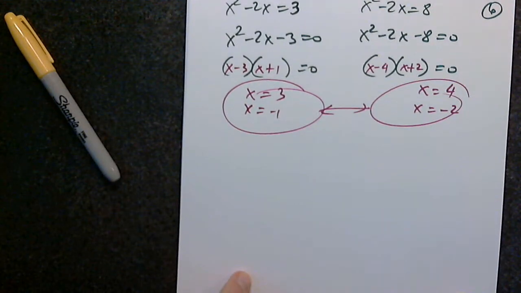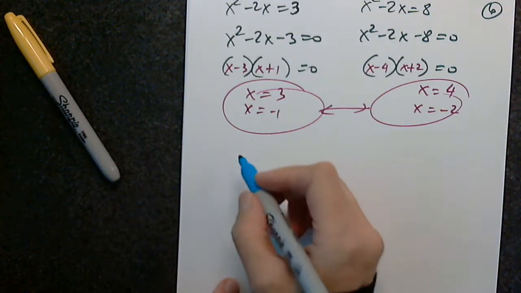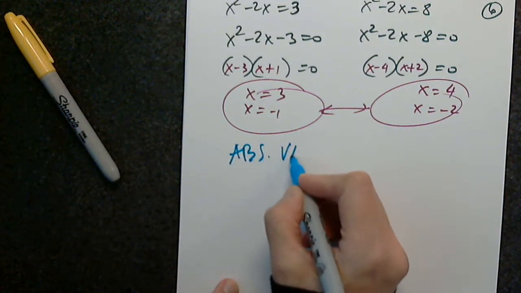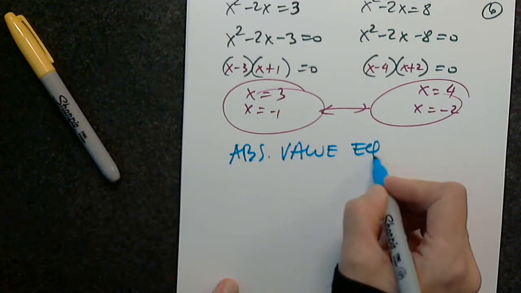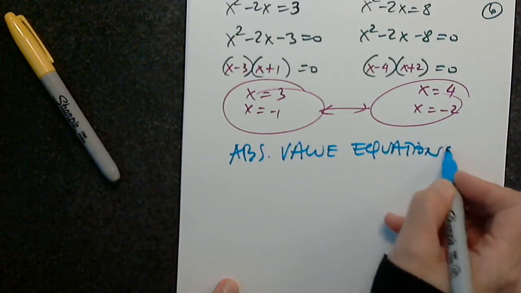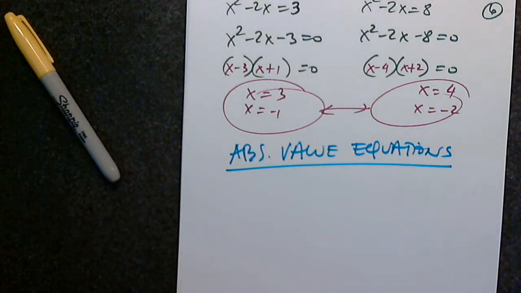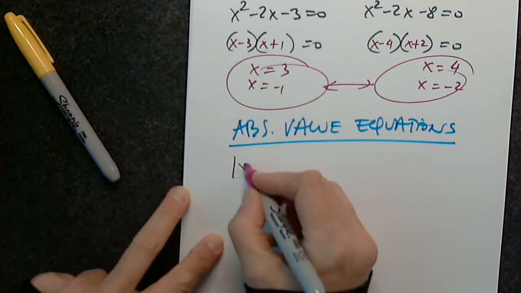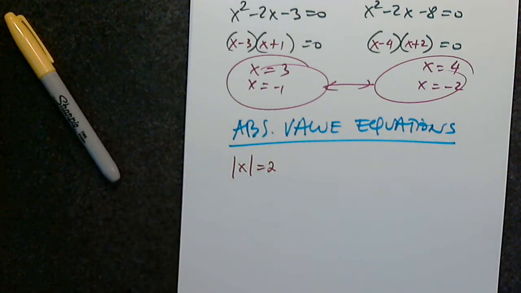Okay, so the last type of equation is absolute value equations. For now, later on we'll have 2 more equations, the exponential and the log equations. But this is the last one for now. Okay, let's look at a very, very simple example.